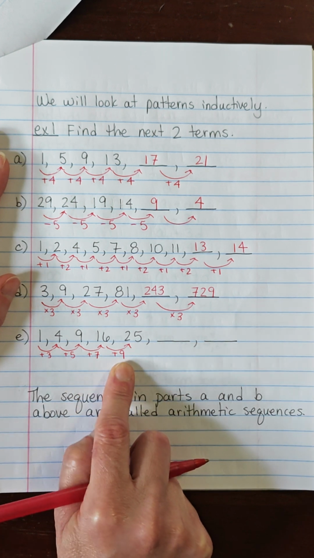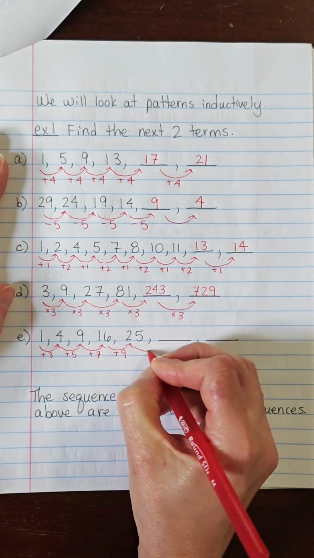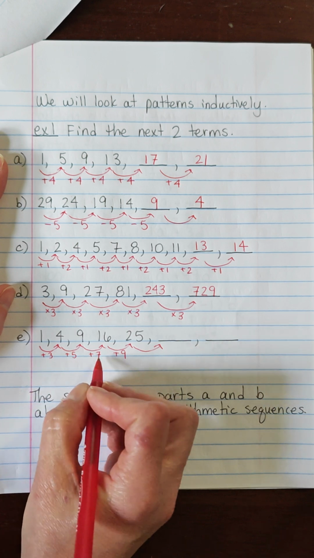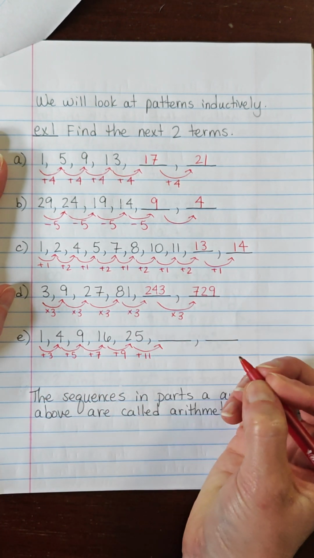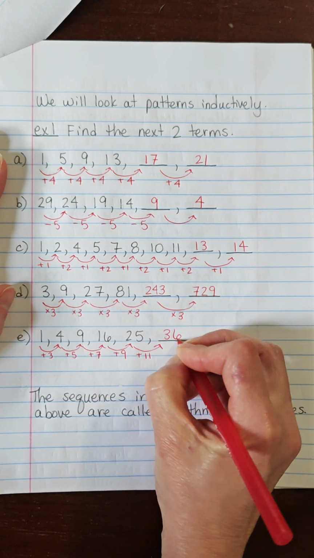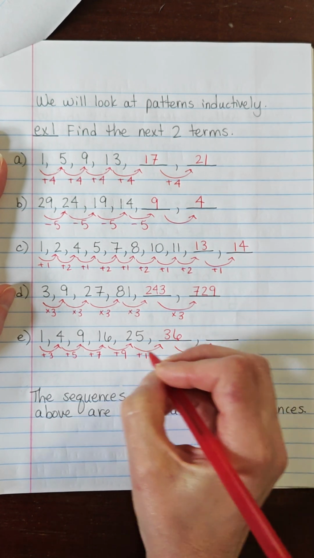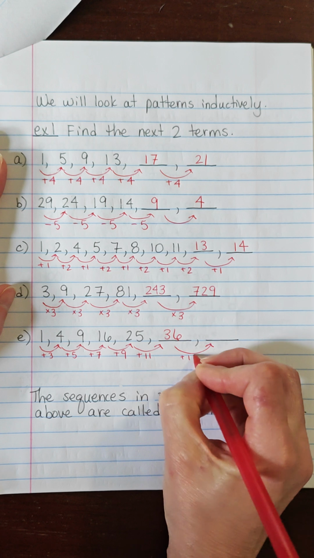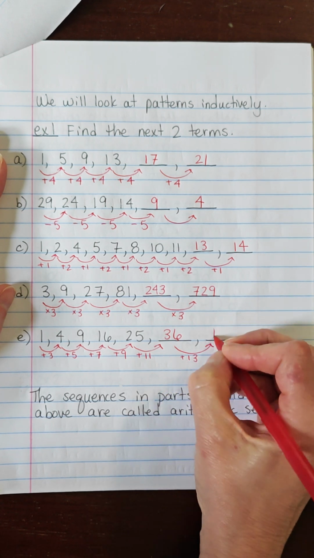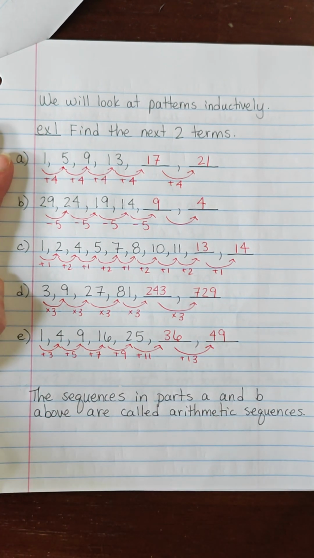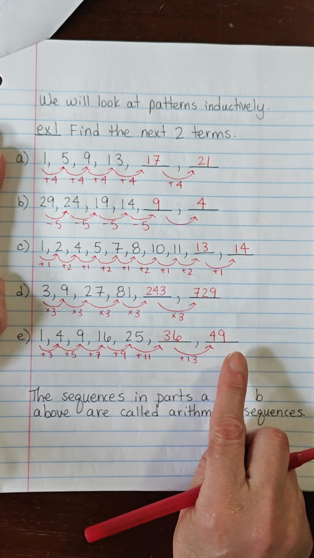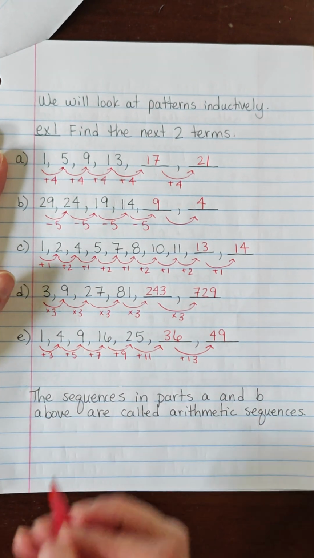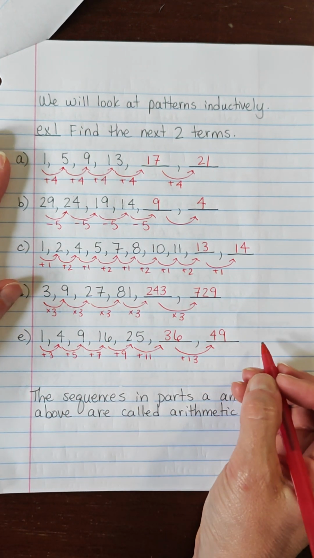Those are odd numbers. The next odd number, because these are going up by 2s, would be 11. So that would make that 36. The next odd number after 11 would be 13. So that would be 49. This sequence right here is also the sequence of perfect squares.